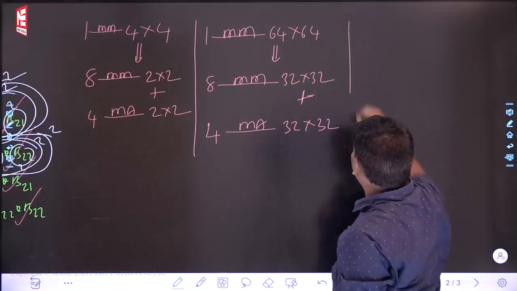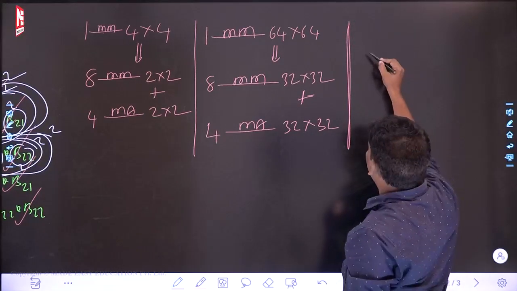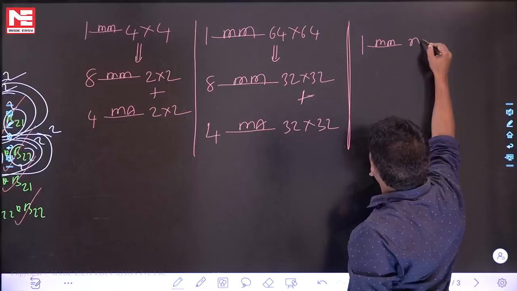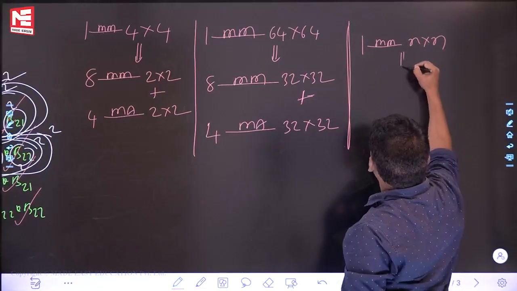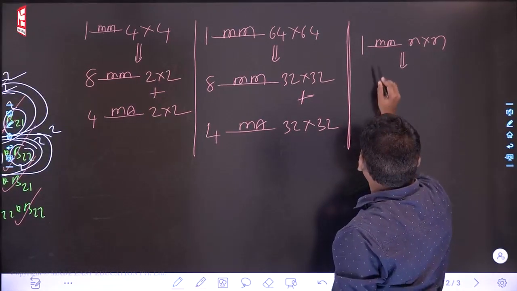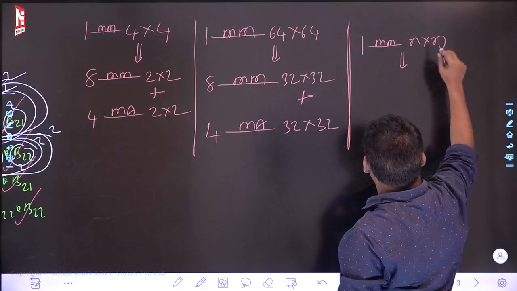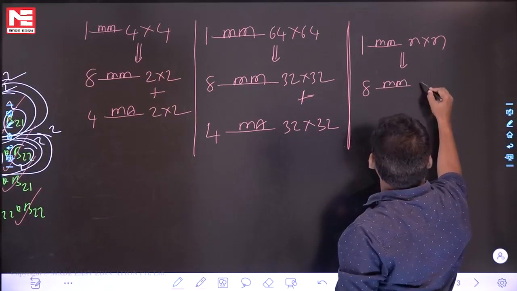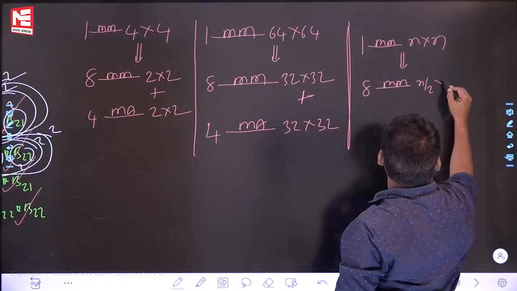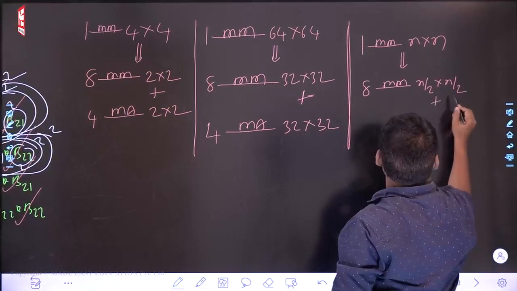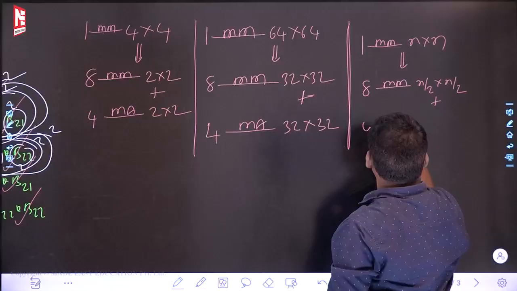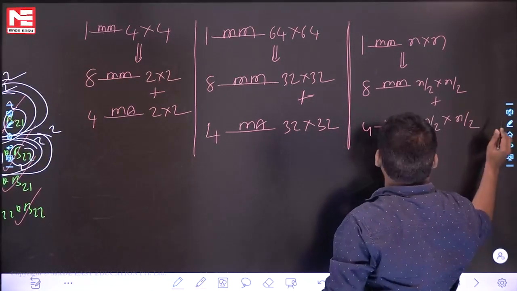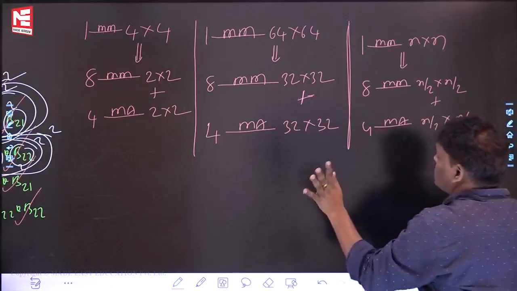See the last attempt. One matrix multiplication of size n by n is equal to 8 matrix multiplications of size n by 2 plus 4 matrix additions of size n by 2. I'm thinking that everything is absolutely fine.